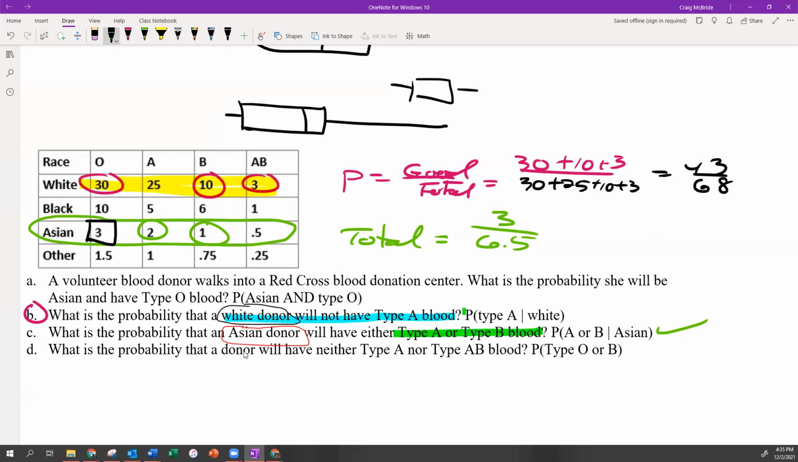And then of course, for D, what's the probability the donor will have neither type A nor type B, or sorry, AB. So we don't want A, we don't want AB. So we basically want all of these and all of these. You would just add all of those up, right? And it'd be that over the total, which again, I think is 100.